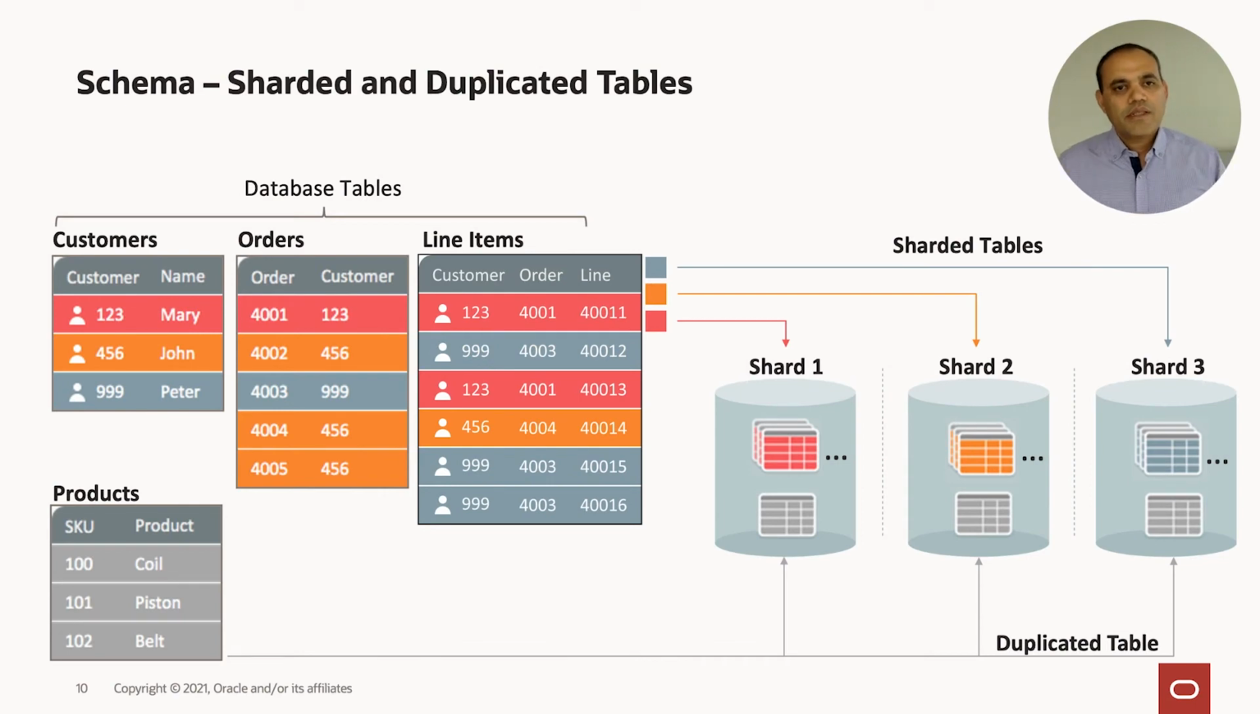So here's a sample schema. Let's say we have an e-commerce, or online ordering, application. And let's say we have 3 tables in this application: customer, order, and line item. And there's another table, let's call it product, which stores all the product catalog data. So the customer, order, and line item tables, we can actually shard. And let's say we sharded it.